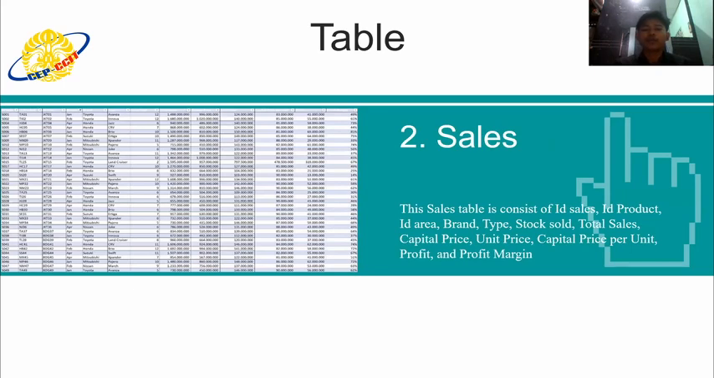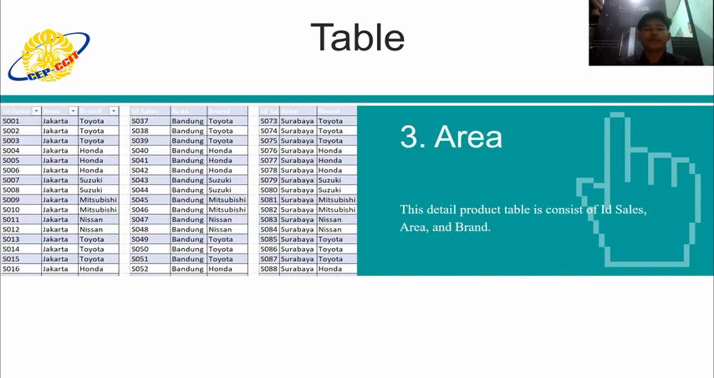2. Sales. This sales table consists of ID sales, ID product, ID area, brand, type, stock sold, total sales, capital price, unit price, capital price per unit, profit, and profit margin. 3. This detailed table consists of ID sales, area, and brand.